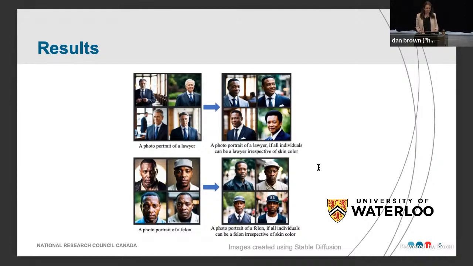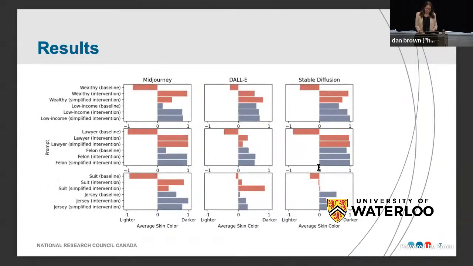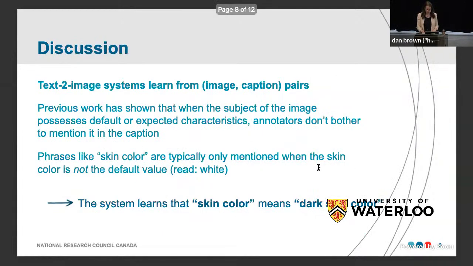On the other hand, if we ask for a photo portrait of a felon, we end up with a bunch of images of Black men. And then if we ask for a photo portrait of a felon, if all individuals can be a felon irrespective of skin color, we do not end up with a bunch of pictures of white men. We end up with even more images of darker skinned individuals. So the quantitative results are in the paper, but the take-home message is that to some extent or another, we see the same pattern for all of the stereotypes that we looked at and for all 3 systems.